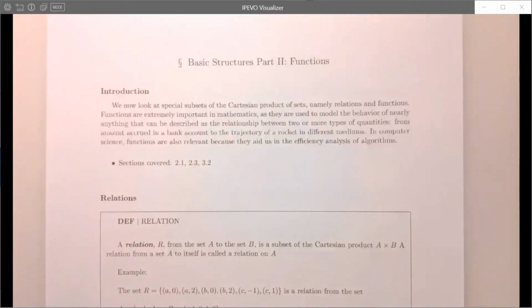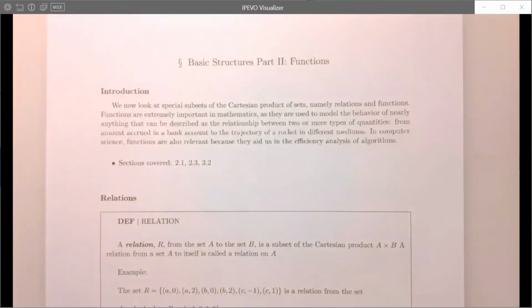Welcome to CECS 228. We're going to continue with basic structures part 2, which deals with functions. What that means is that we're going to be taking a look at special subsets of the Cartesian product of two sets, one of which can be relations, or if we place some additional restrictions, that is when we get to talk about functions.